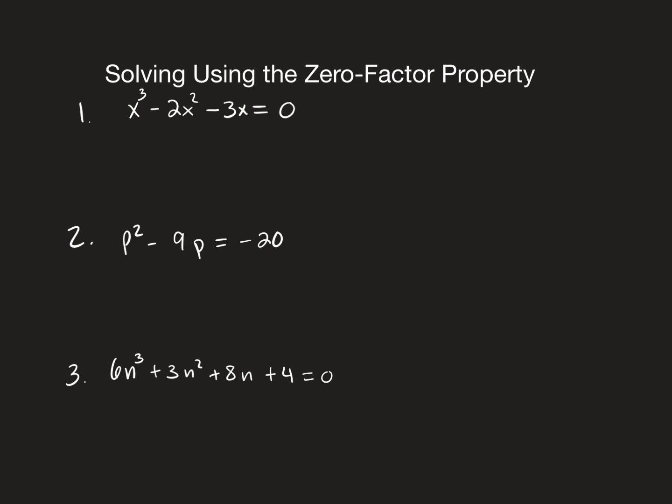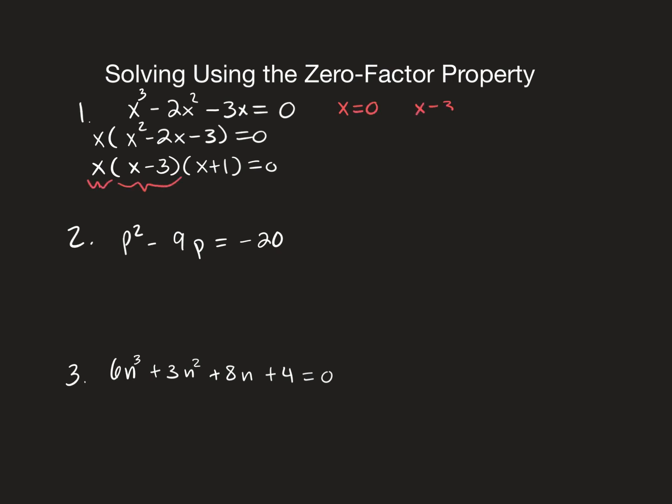Starting with number 1, pause the video and try to factor it. See if you can do it. All right, so here's the polynomial factored. So now we can set things equal to 0. So I see x equals 0 right here. I see x minus 3 equals 0. And I see x plus 1 equals 0.